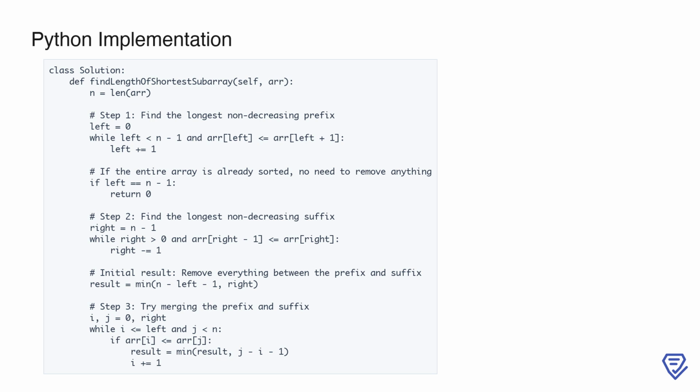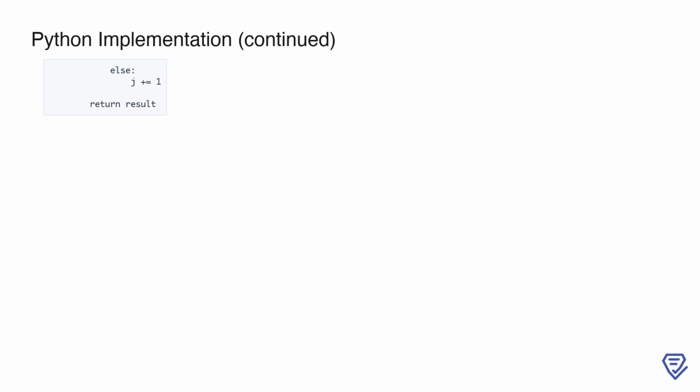Next, in step 2, we find the longest non-decreasing suffix by initializing a pointer right at the end of the array and moving it backward while the elements remain in non-decreasing order. At this point, the initial result is calculated as the smaller value between removing the elements between the prefix and suffix or removing the suffix itself. To refine the result further, we attempt to merge the prefix and suffix in step 3.